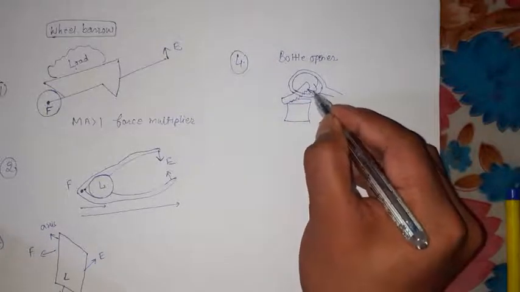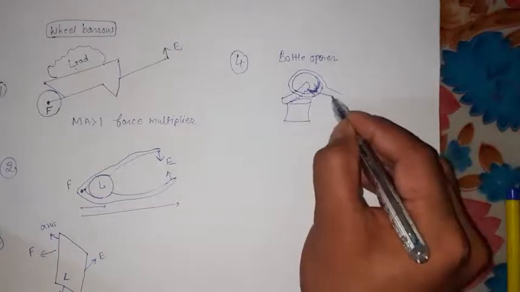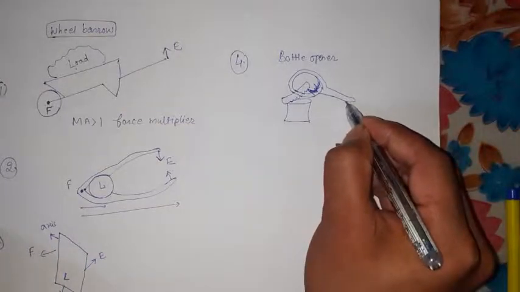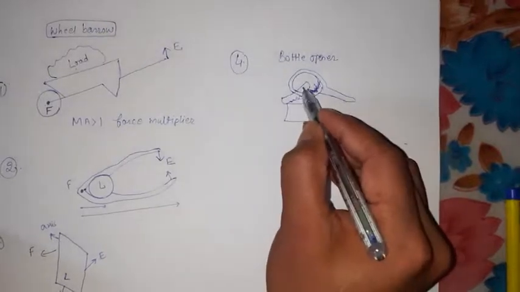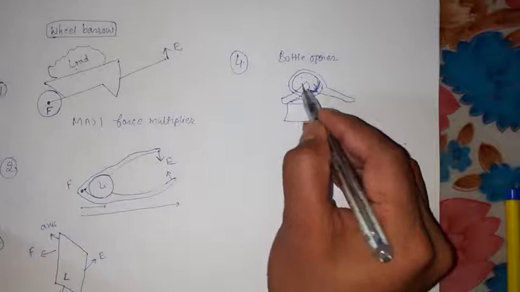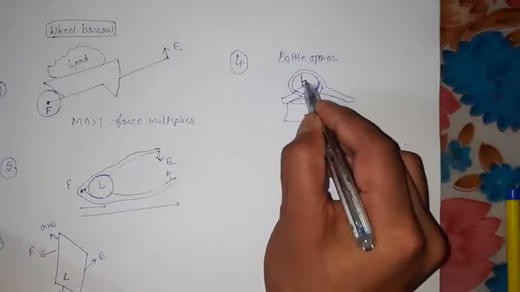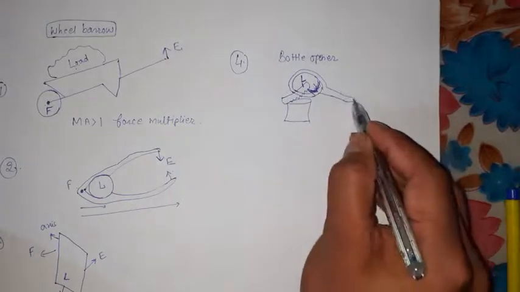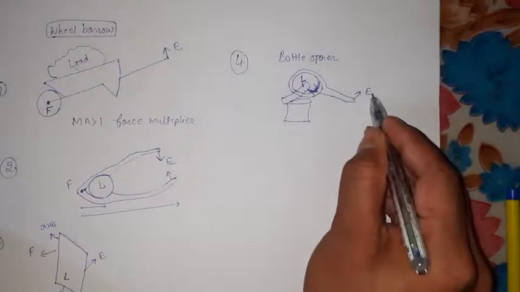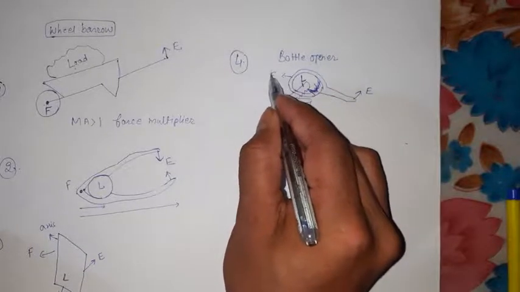Okay, so over there, student, what we did, we can open this one very easily. Thus we have this cap of the bottle. It is going to act as the load. Here we are going to apply the effort, and this point is going to act as the fulcrum.